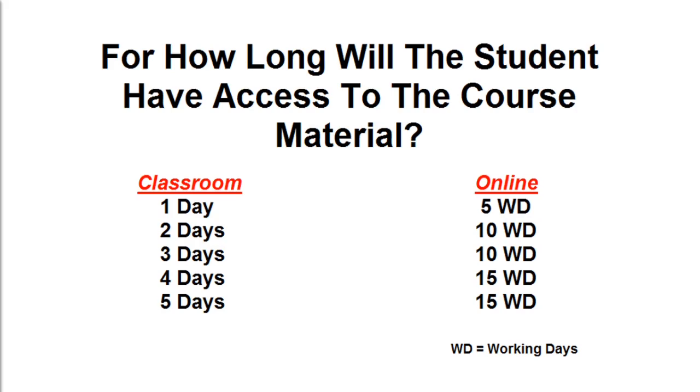So if it's a 1 day classroom course, you will have access to the online material for 5 working days. If it's a 2 day classroom course, you'll have access to the online course for 10 working days. 3 days classroom course, you'll have access to the online material for 10 working days. 4 days classroom course, you'll have access to the online material for 15 working days. And then 5 day classroom course, you'll have access to the online material for 15 working days.